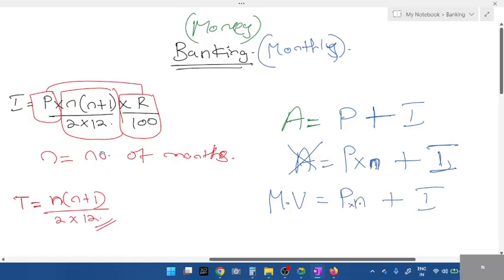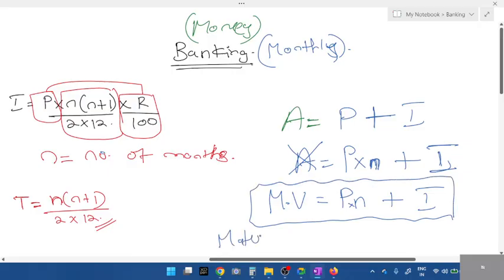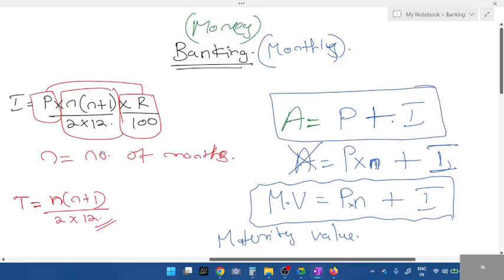This is what you have studied. Maturity value. What does MV stand for? This is maturity value. This is the actual concept related with simple interest. In simple interest, we used to call it amount. In banking, we don't call it amount, but technically both are the same. Maturity value and amount are the same.